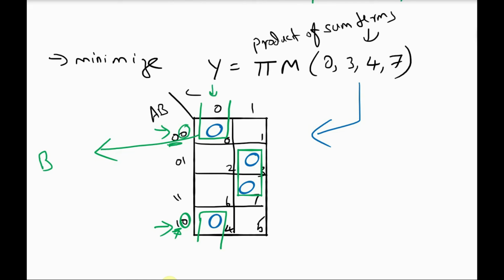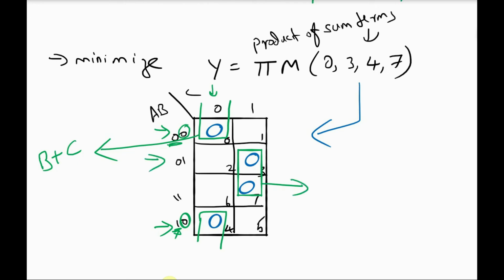The value of column is 0 and the variable is c. Therefore, we have to add c to it. Since it is 0, we don't want to add a bar. In SOP form, we will multiply the row value into column value, but in POS form, we will add the row value to column value. There is a difference between SOP and POS.